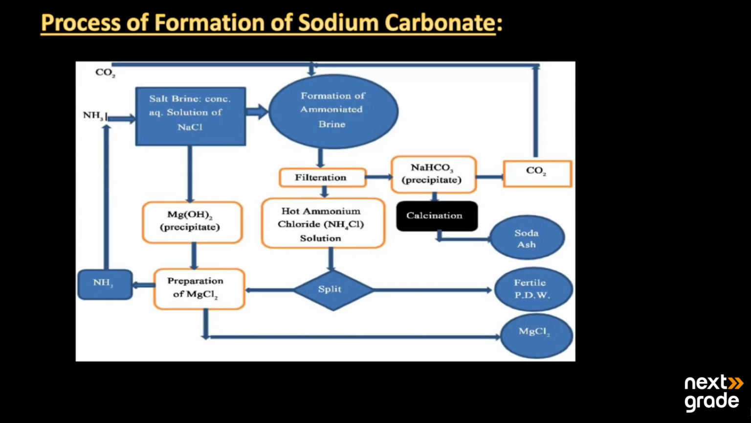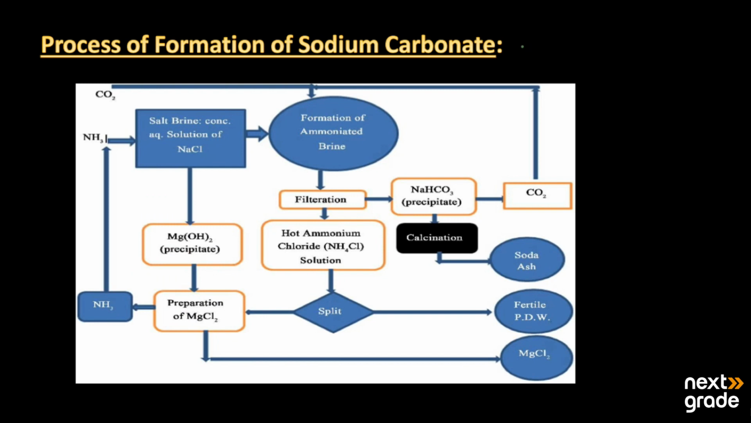Next, we have the process of formation of sodium carbonate, as a simple flow sheet diagram for the Solvay process. Let's have a look at it. First of all, we need sodium chloride and ammonia. This is the ammonia, NH3, and this is the sodium chloride, the salt brine, a concentrated aqueous solution of NaCl. We have to pass carbon dioxide, as a result of which we obtain the ammoniated brine that has ammonia in it. After this process, we have to do the filtration.